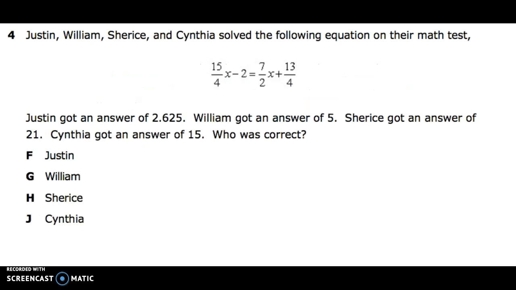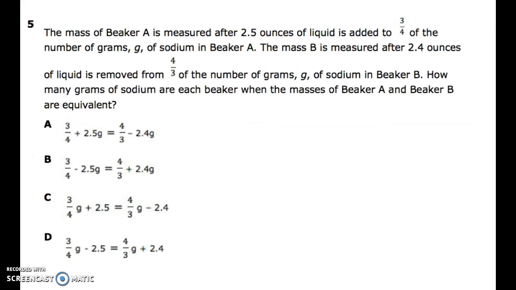Number 4. Justin, William, Sharice, and Cynthia solved the following equations on their math test. Justin got an answer of 2.625. William got an answer of 5. Sharice got an answer of 21. Cynthia got an answer of 15. Who was correct? F, Justin; G, William; H, Sharice; and J, Cynthia.